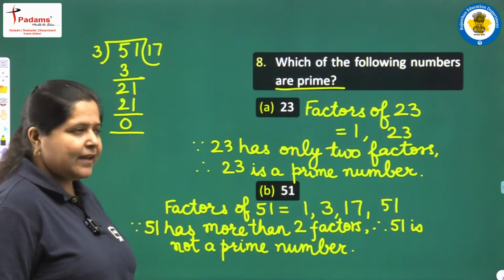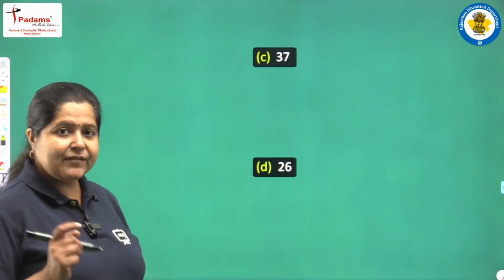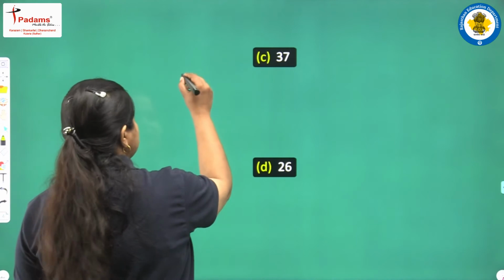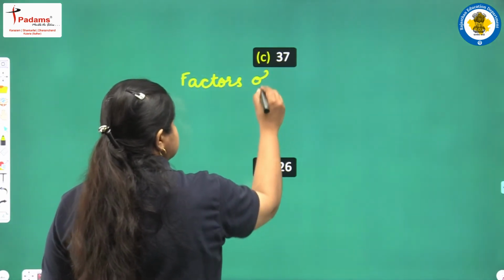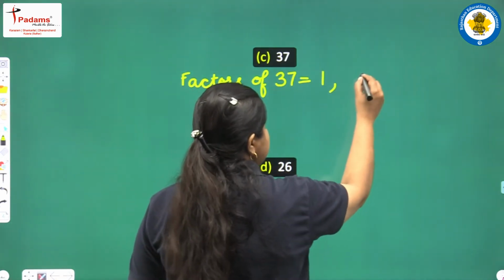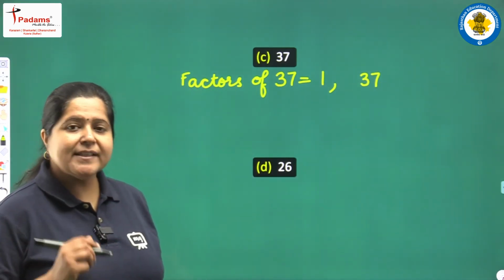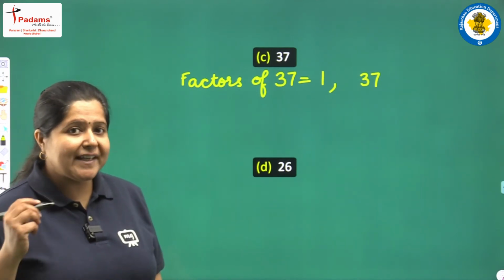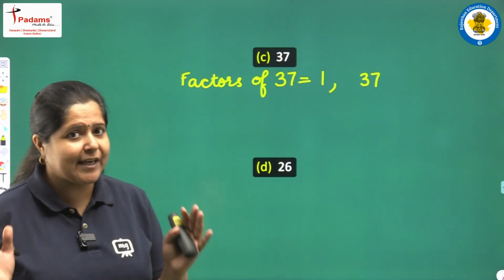Okay. Then we have 2 more numbers. Let us have them. 37. Again we have to check whether 37 is a prime number or not. So first of all we will write down the factors of 37. Just think about it. 1 is its factor and 37 is a factor of itself. Now just think about it, does this number 37 come in the table of any other number? No, 37 is not there in any other number's table.